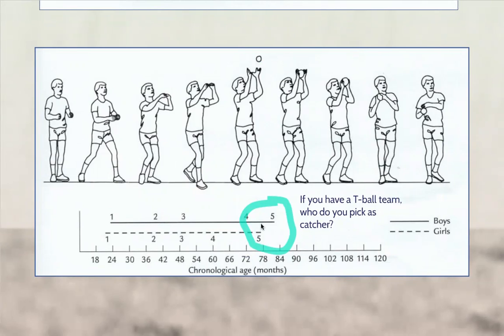So girls actually develop catching a little bit faster than boys by about 6 months. So keep that in mind for those of you who may be coaching T-ball.